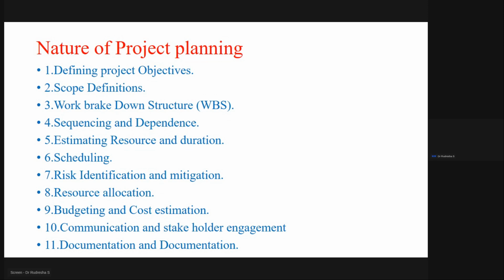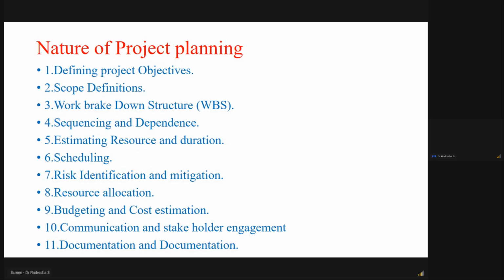Sequencing and dependence. Project planning involves determining the sequence of activities and identifying the dependencies among them. This includes identifying tasks that must be completed in a specific order, and tasks that can be conducted in parallel or concurrently. Next is estimating the resource and durations.